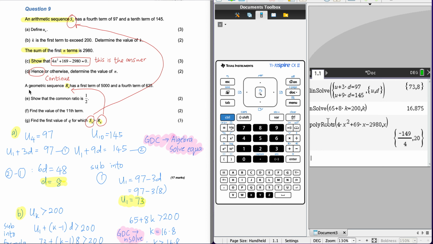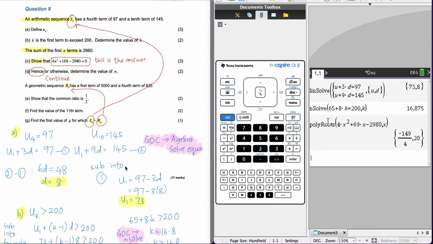For the next part, the geometric sequence Rn has a first term 5000 and a fourth term 625. Okay, so we have kind of the same structure as before, but this time it is a geometric sequence. They label it as R, and the arithmetic sequence they labelled as N initially. So A, B, C, D are all arithmetic sequence, and this time they combine it with a geometric sequence. The first term is 5000, the fourth term 625.